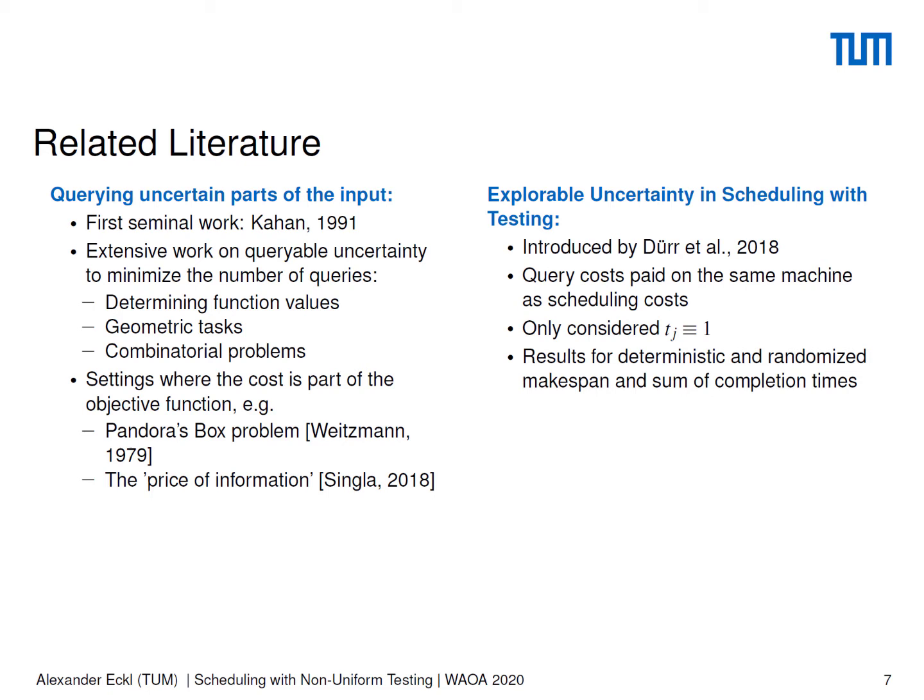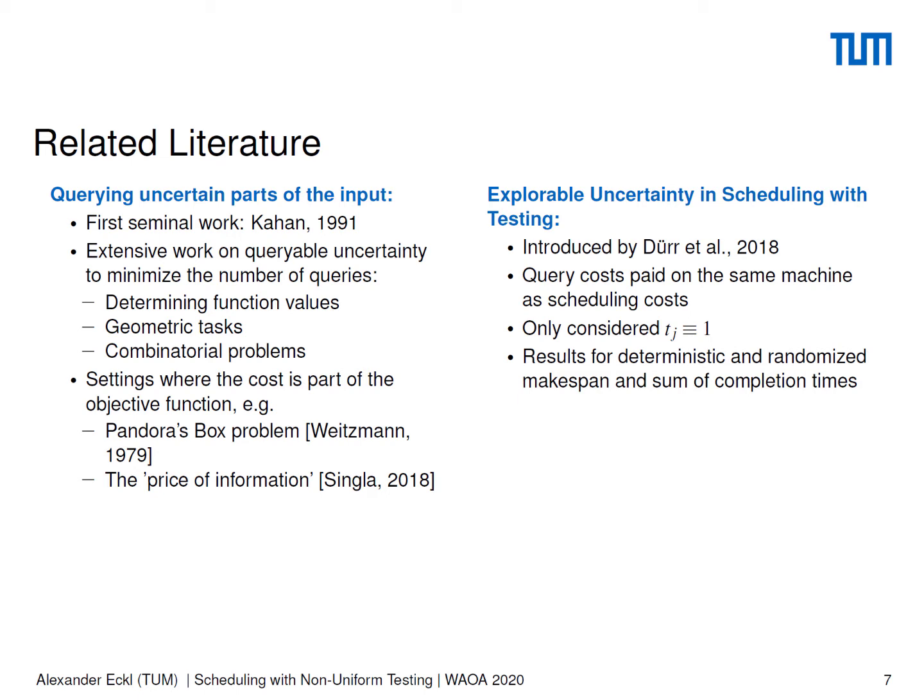Before we present our results, let us briefly talk about some related literature. Research on querying uncertain parts of the input has been around since 1991, when Kahan published his initiating work on the topic. In his paper, he is concerned with minimizing the number of queries to determine certain function values. Since then, there has been extensive work on the topic. Please consult our paper for an overview over important publications.